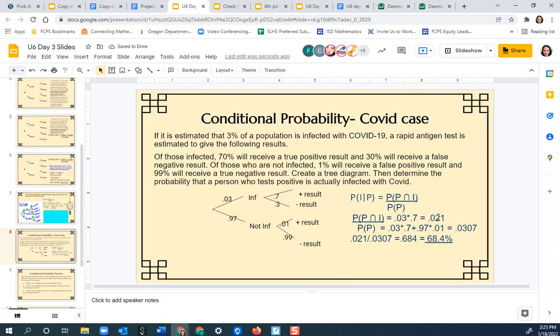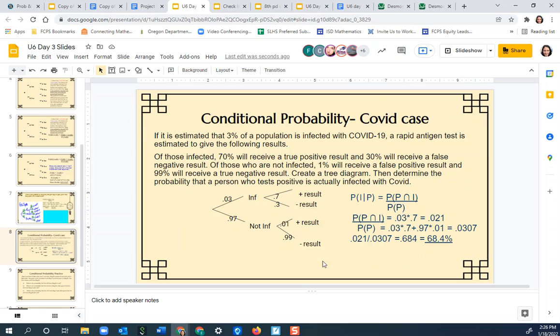Okay, so now we have 0.021 divided by 0.0307, and that gives us 0.684. That's not as much as you would normally get for a rapid test. Normally rapid test positives are usually positive, like a high percentage of those are positive. It's the negatives that can be false negatives.